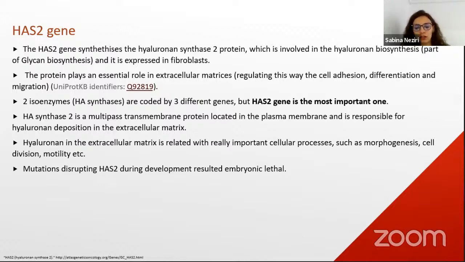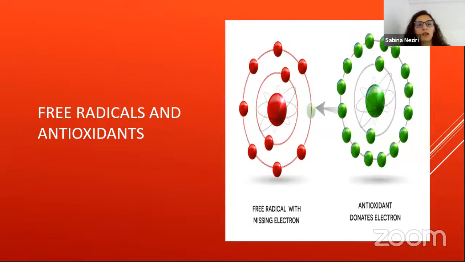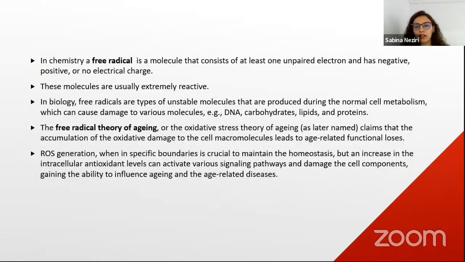Free radicals and antioxidants. In chemistry, a free radical is a molecule that has 1 or more unpaired electrons, and these molecules are extremely active. And in cell biology, these molecules are produced during normal cell metabolism, and they can cause various damage to DNA, to carbohydrates, to lipids, and to proteins.